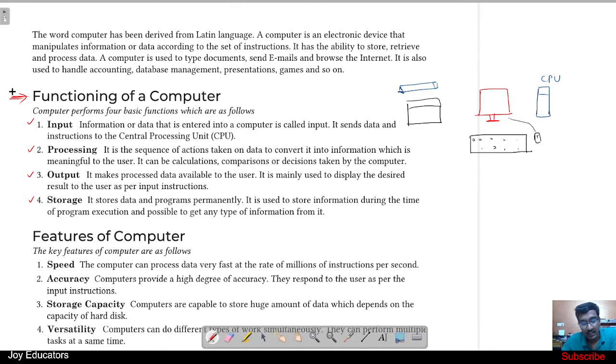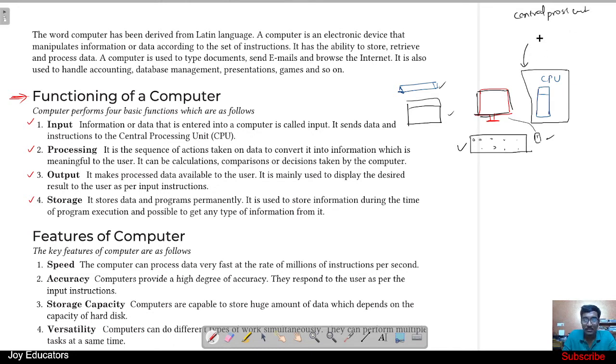There are two things that we need to understand. One is input. Input is the information or data that we give to the computer, through the keyboard, the mouse, the scanner, or the barcode scanner. Output is what comes out, through the monitor or the printer. Can you tell me the full form of CPU? Perfect, central processing unit.